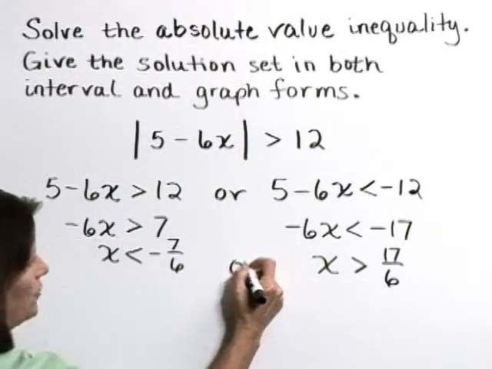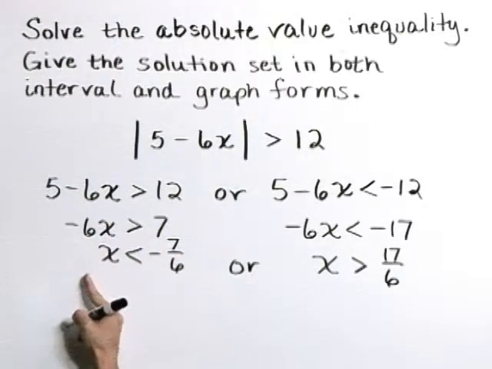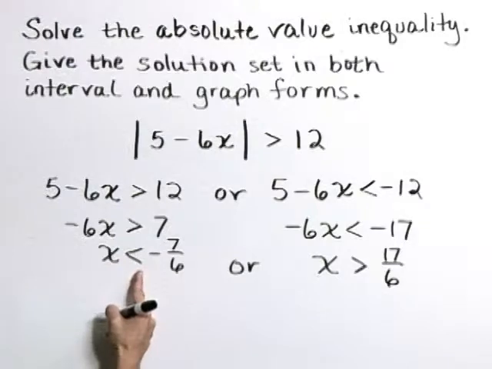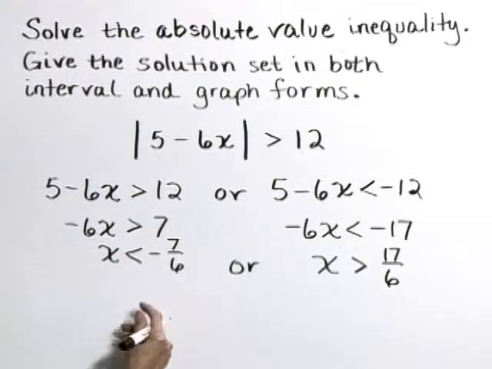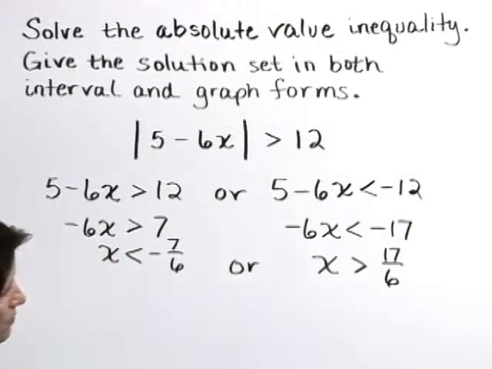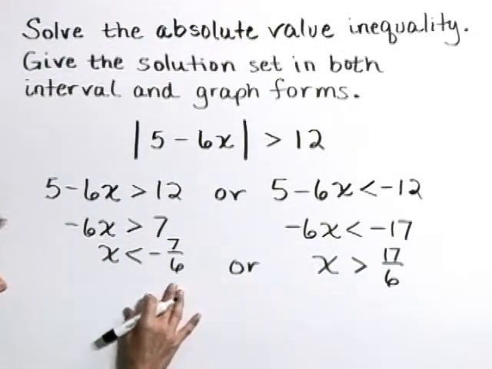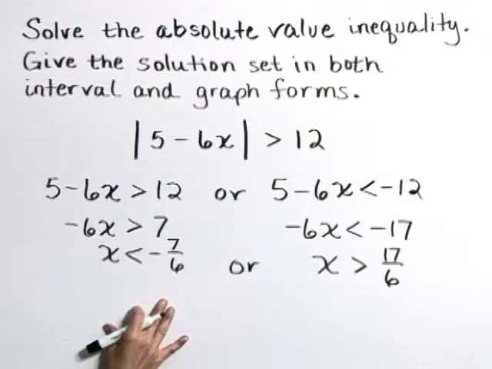Now, these are connected with the word or, so our solution is all values x that are less than negative 7/6 or greater than 17/6, or both, but there's not an or both part here. These two sets don't overlap.